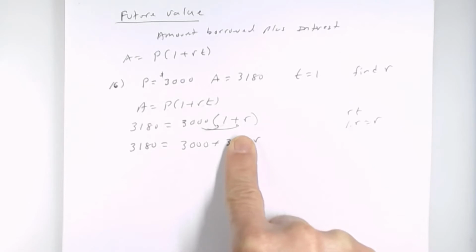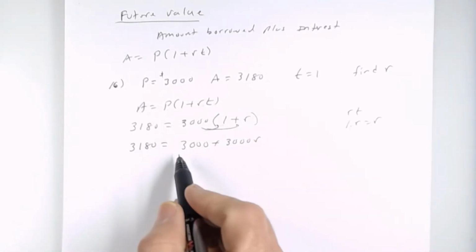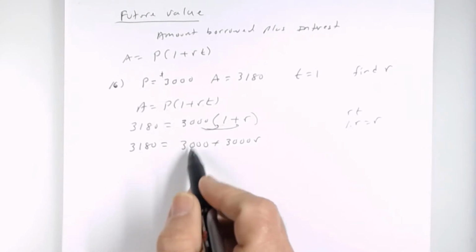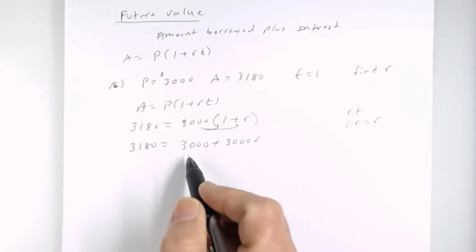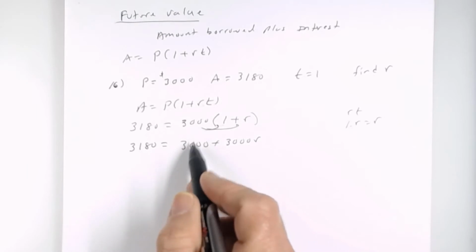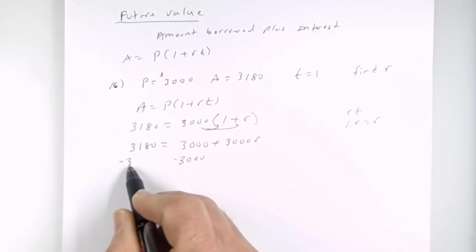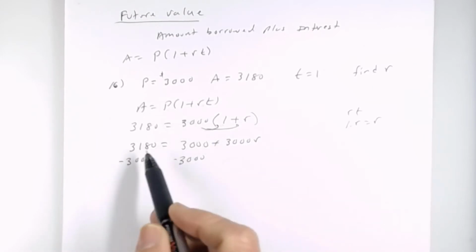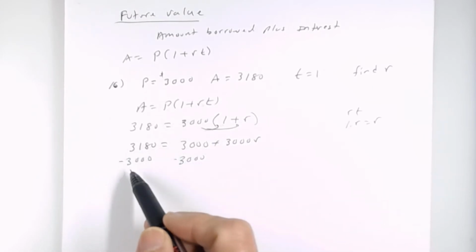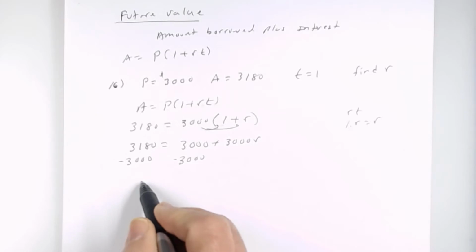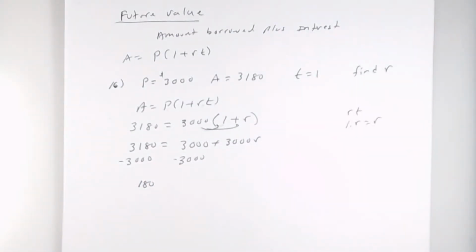You subtract 3,000 because adding 3,000 is not going to help, because if I add 3,000 to both sides, 3,000 plus 3,000 is 6,000. I want this to be a 0, so I got to subtract 3,000 from both sides. But what is 3,180 minus 3,000? 180. Now we talked about that before we started this. What does that $180 represent? The interest. It represents the interest.